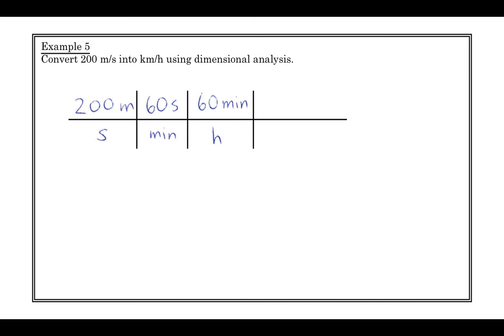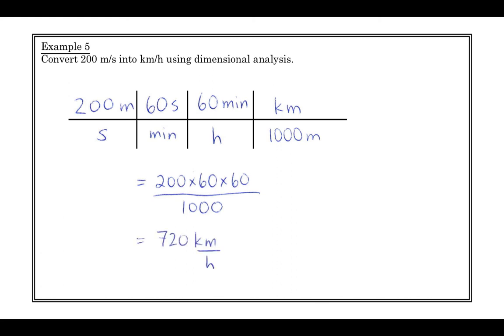Now we have to turn these meters into kilometers. So in every kilometer, there's 1,000 meters. So these meters are going to cancel with this. When we cancel all of these things, look at the numbers I have up top. I've got 200 times 60 times 60. And then what do I have down below? I've got 1,000. So 200 times 60 times 60 divided by 1,000 is 720. The only units that are left are kilometers per hour. And there's the answer.